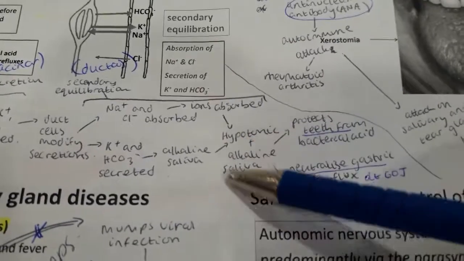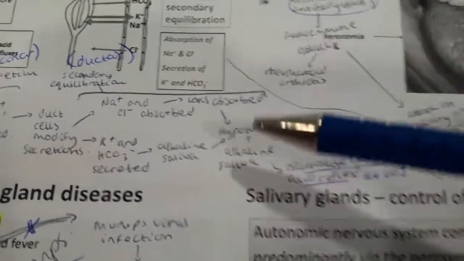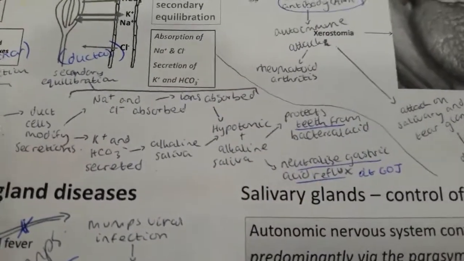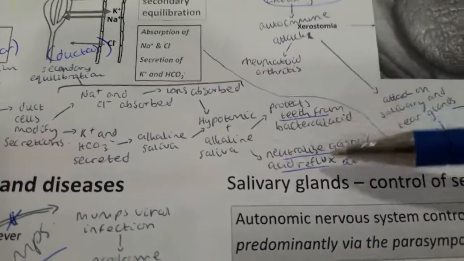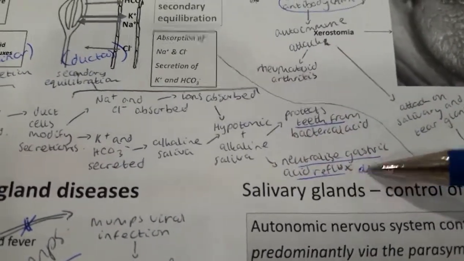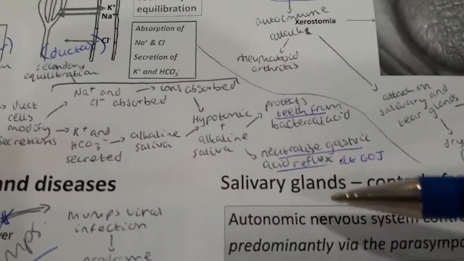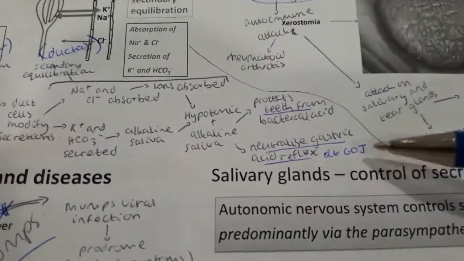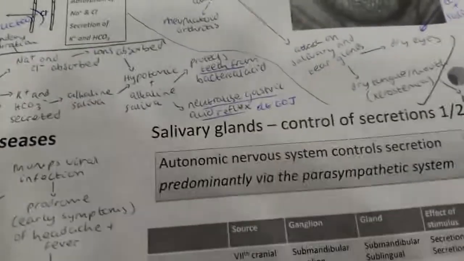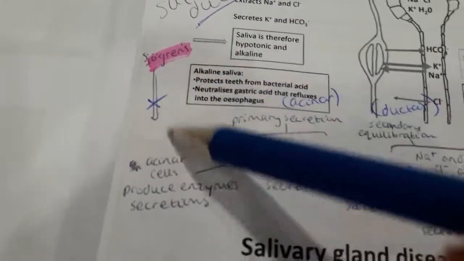And what's the purpose of this alkaline saliva? Well, it's got two functions. It protects the teeth from bacterial acid, and it also neutralizes gastric acid reflux when the food moves down through the esophagus at the gastroesophageal junction. And again, I've written Sjogren's here because obviously it's going to be attacking the acinar cells, so you're not going to have these secretions.